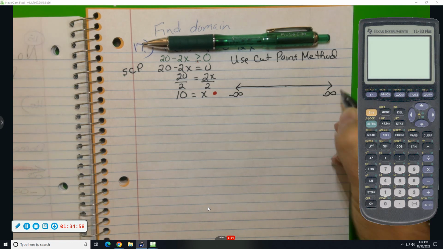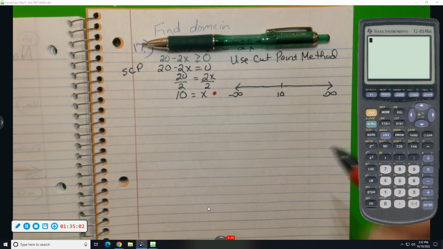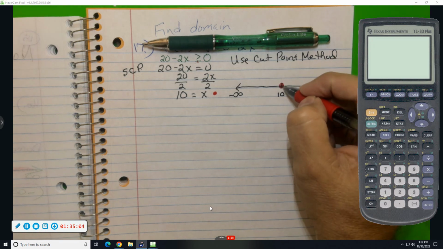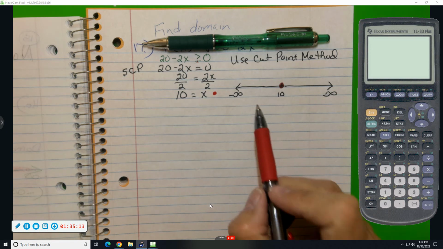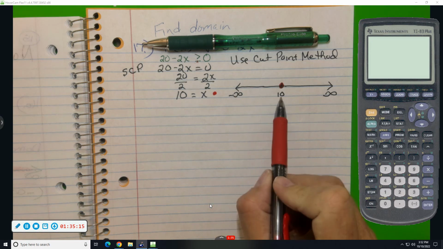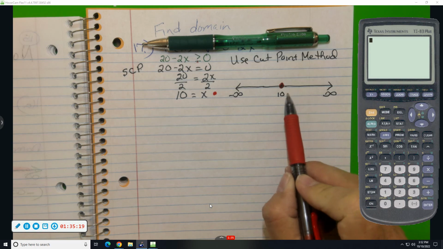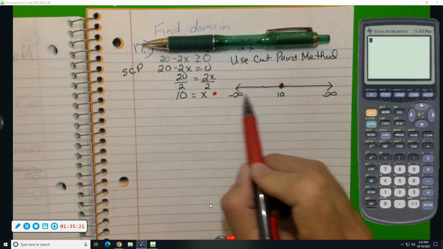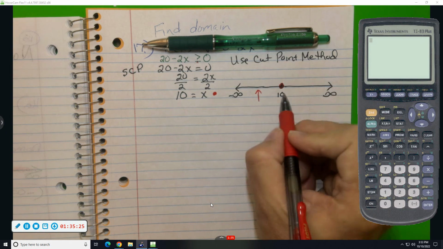Draw your number line. Label your cut point with a closed circle. And do y'all remember what I like? What number do I like to use as a test point? 0. Where would 0 be? Between negative infinity and 10, or between two positives? Always between a negative and a positive.